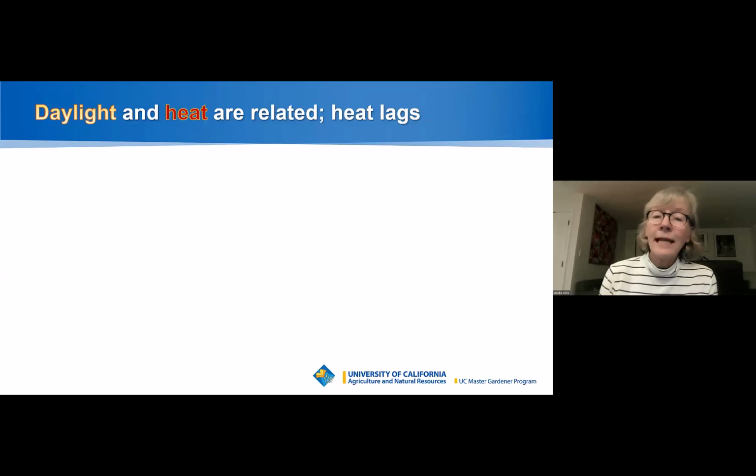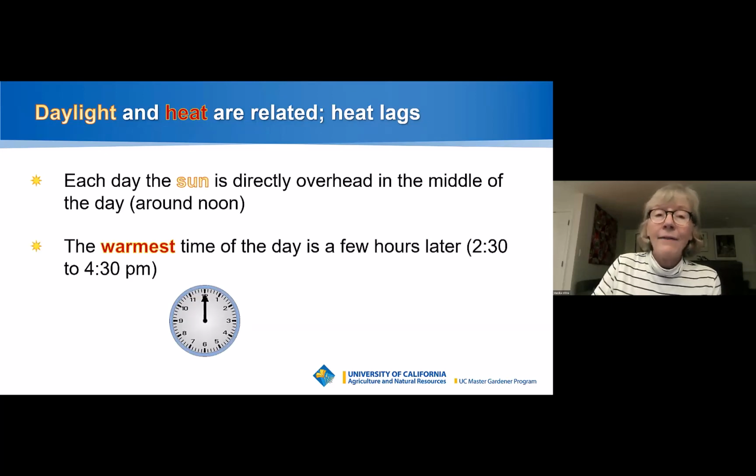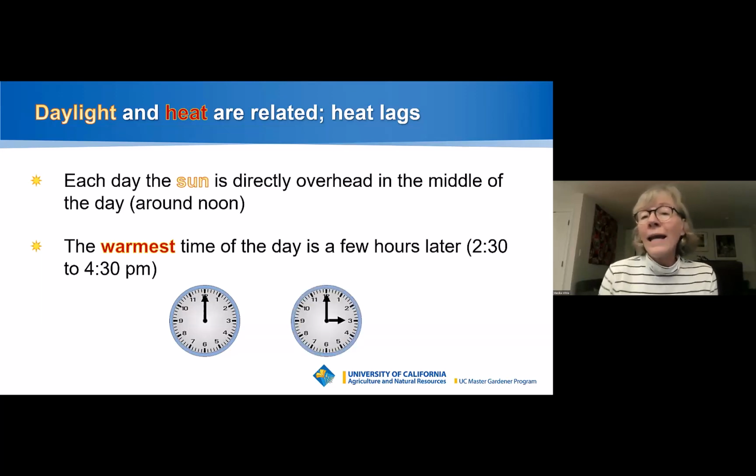Daylight and heat are related. Heat lags. Each day, the sun is directly overhead in the middle of the day, around noon. And the warmest time of day is a few hours later, 2:30 to 4:30, let's say 3 o'clock. So why is there a lag? Because the energy has to be transferred to the atmosphere, which takes time.